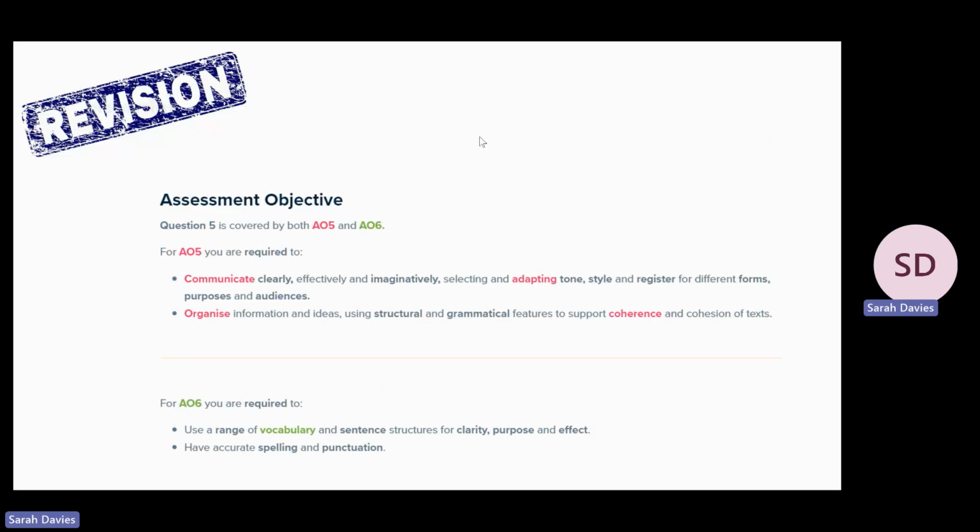Now, the most obvious places that we're going to be looking at is, for AO5, we need to look at our planning. And for AO6, we need to look at our reading through and our editing. So how can we automatically make a quick difference with this question? Well, the first thing that we'd do is plan the response. Once we've written the response, we'd then check through it. And when we're checking through it, we're checking for our capital letters, full stops, our apostrophes, but also we're really honing in on how we could make this piece even better.